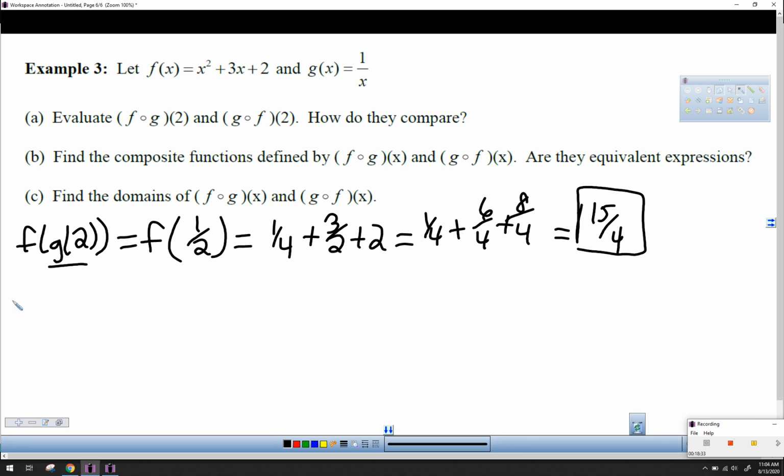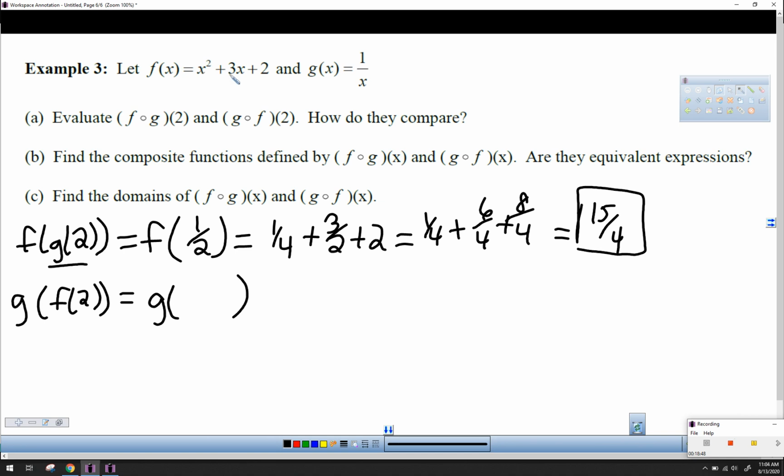Now, how do you think that compares to g of f of 2? Do you think these are going to be the same answers? Well, this time I want to know what f of 2 is first, then take that answer and plug it into g. So, let's figure out what f of 2 is. So, f of 2, you plug it into here. 2 squared is 4.